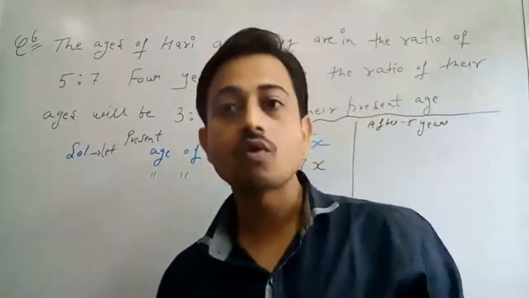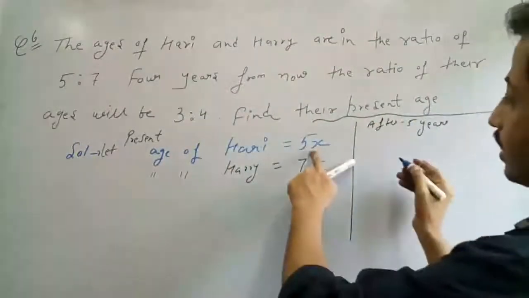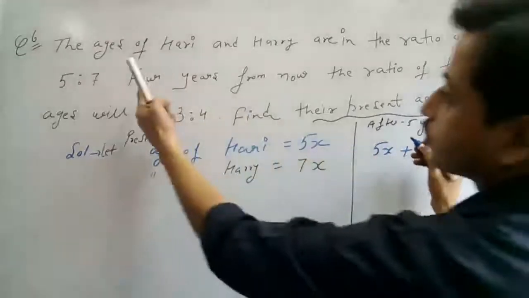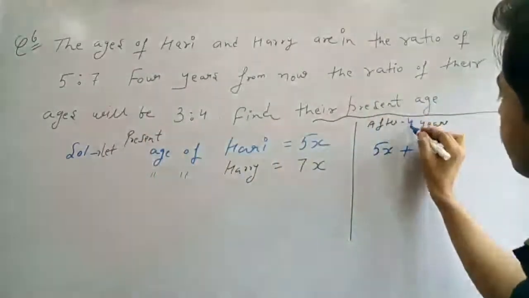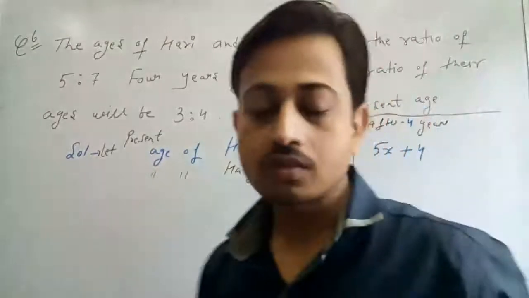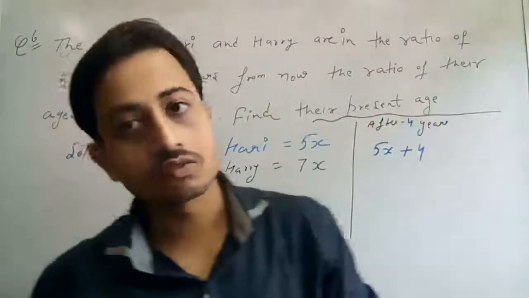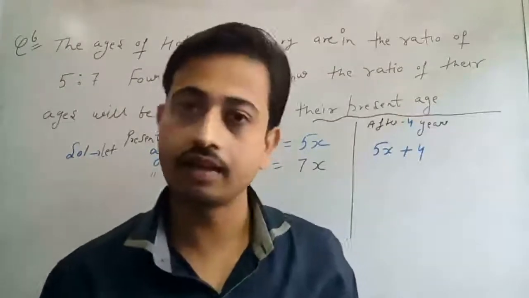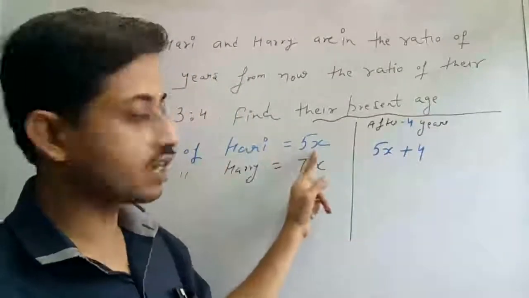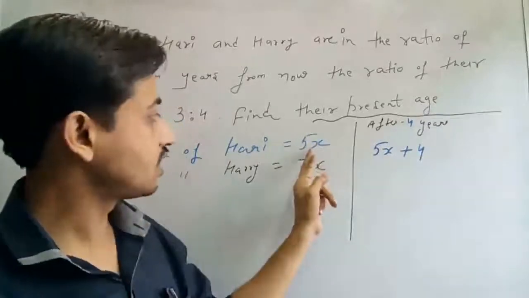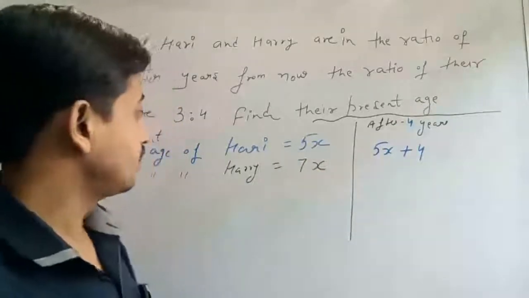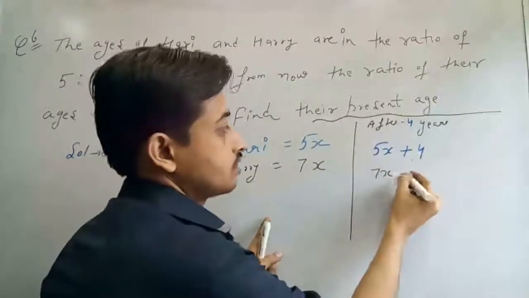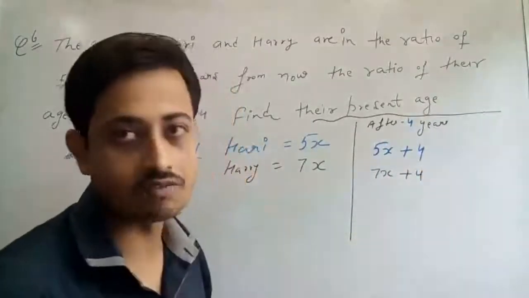What will be the age of Hari? Present age of Hari is 5x. Then what will be the age after 4 years? After 4 years it is 5x plus 4, because today if my age is 25, then the age after 4 years is 25 plus 4, 29. So present age of Hari is 5x, so after 4 years, 5x plus 4. Same, the age of Harry after 4 years is 7x plus 4.